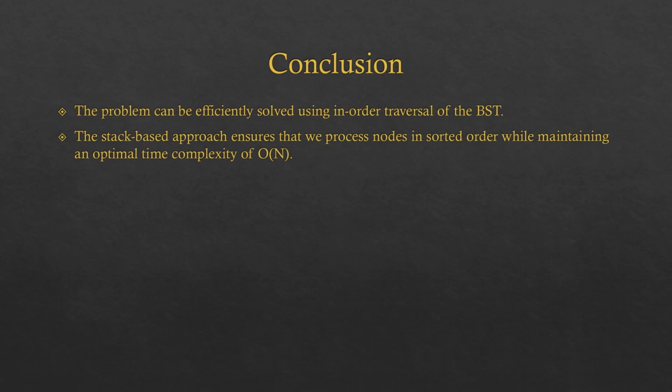In conclusion, we can efficiently solve the problem of finding the kth smallest element in a BST using in-order traversal. This approach ensures an optimal time complexity of big O of n and a space complexity of big O of h, making it well suited for large trees.